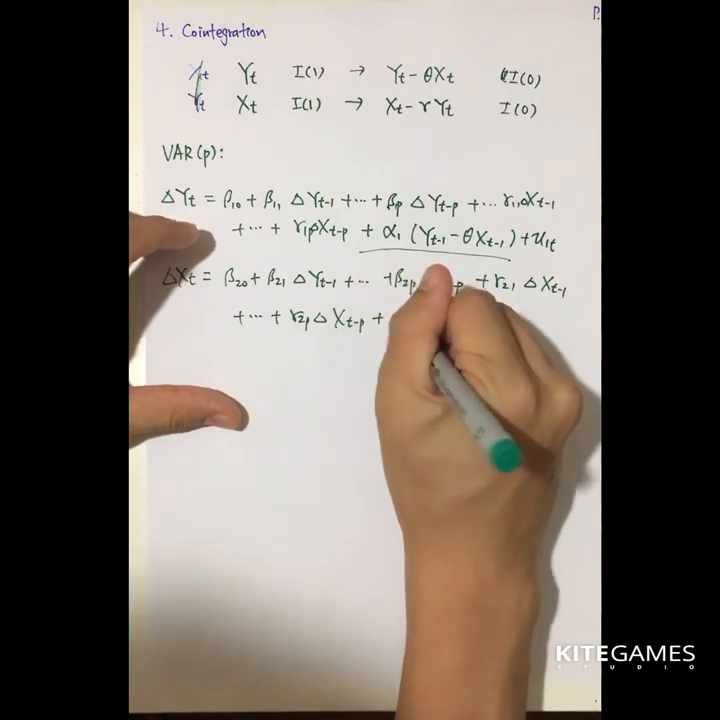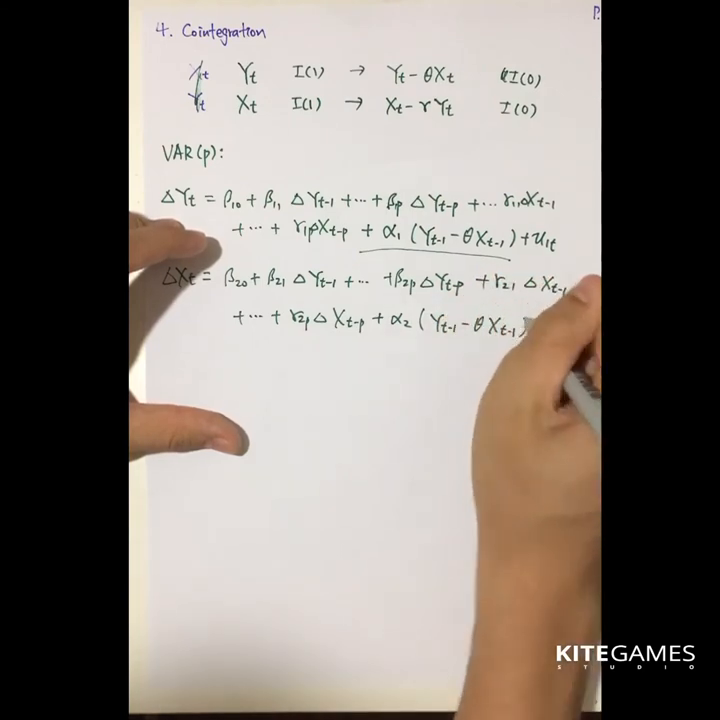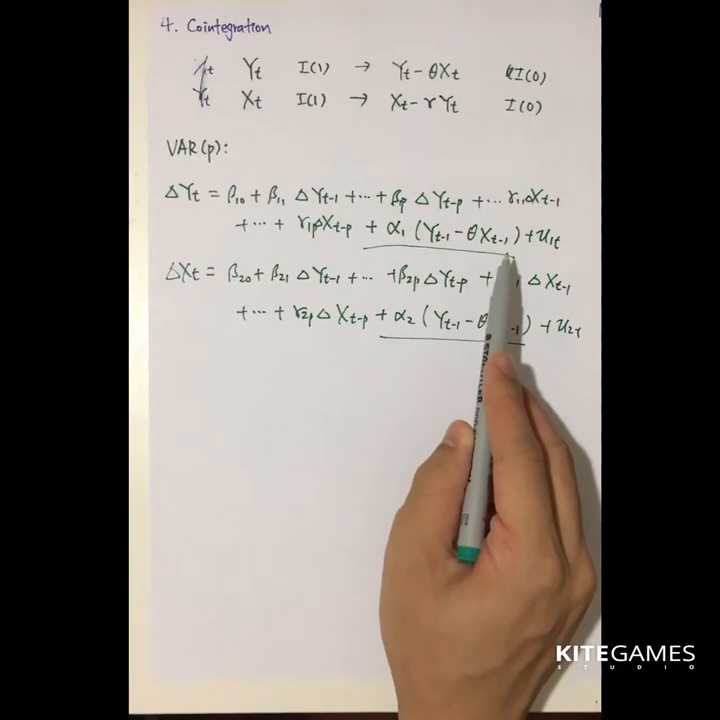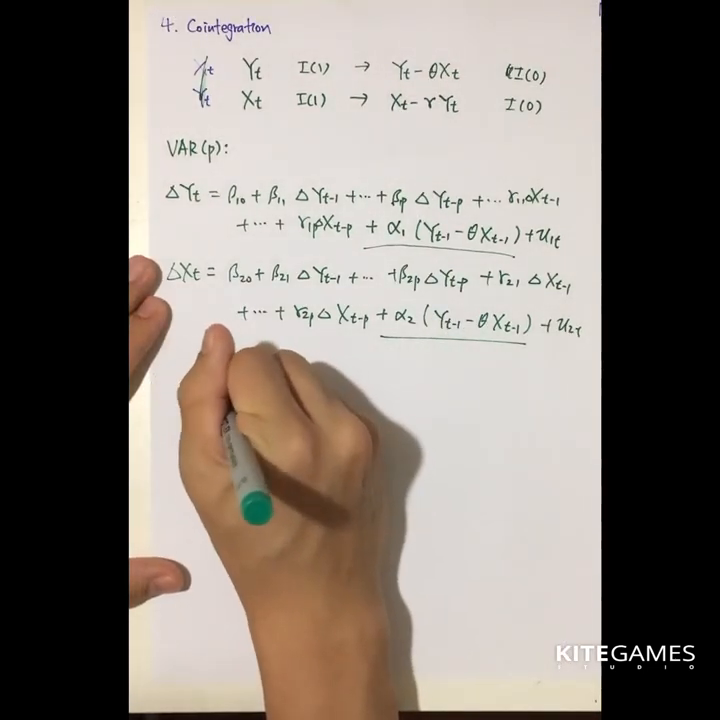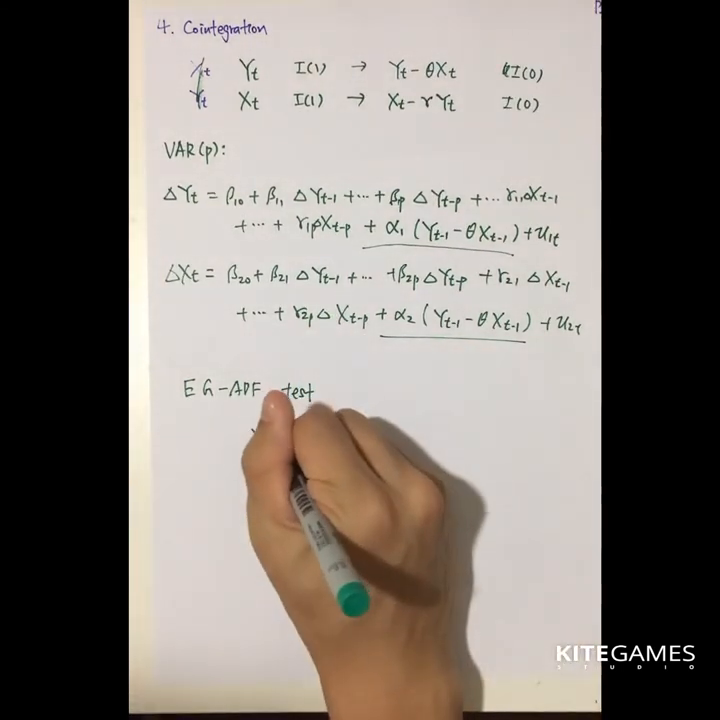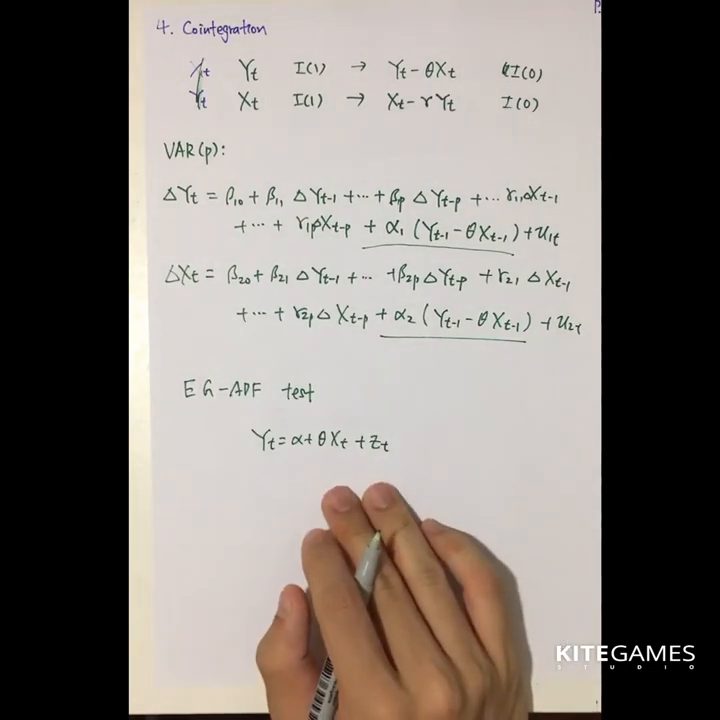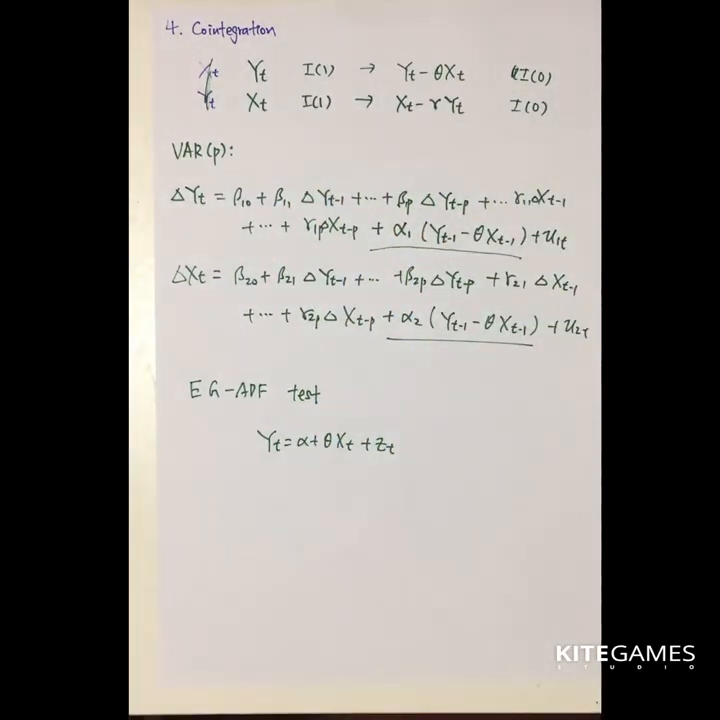And again, for the x_t equation, you need to add some alpha term and do the same thing. The reason for adding it is that you want to see whether this term is significant. Then you will use the test called the EG-ADF test to see whether theta is statistically significant, that is, different from zero. And you compare it with some critical value to see whether there exists a theta that makes the I(1) become I(0). Again, the computation of the critical value is very difficult, so I will skip it and cover it in some advanced videos.